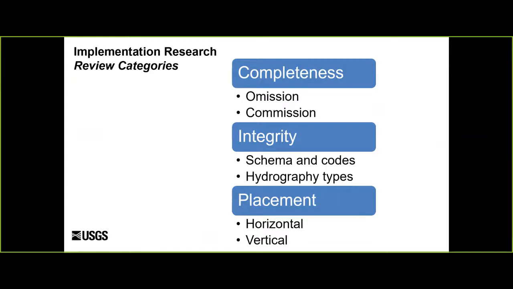So the inspection process looks at three basic categories: completeness, integrity, and placement. So we check that all the features that should be there are there. We check the correct codes that are used for the correct types of hydrography, and that the features are placed in the correct location, both horizontally and vertically.